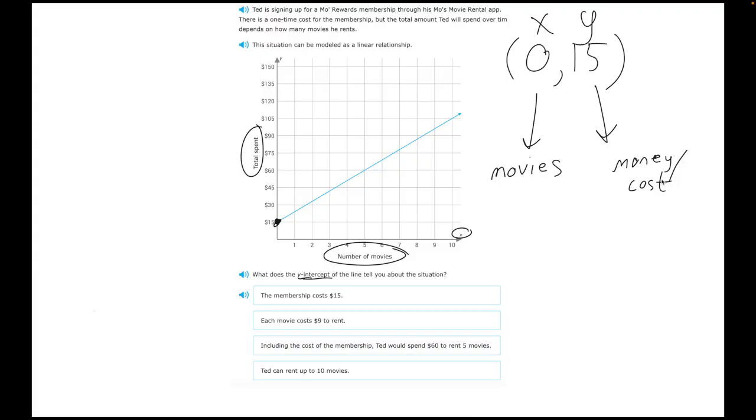And so how can that be? Well, remember, when you read the problem, it said there is a one-time cost for the membership. So when you first sign up, you haven't rented any movies, but you have to pay $15 to get your membership. And so that's why the answer is the membership costs $15.